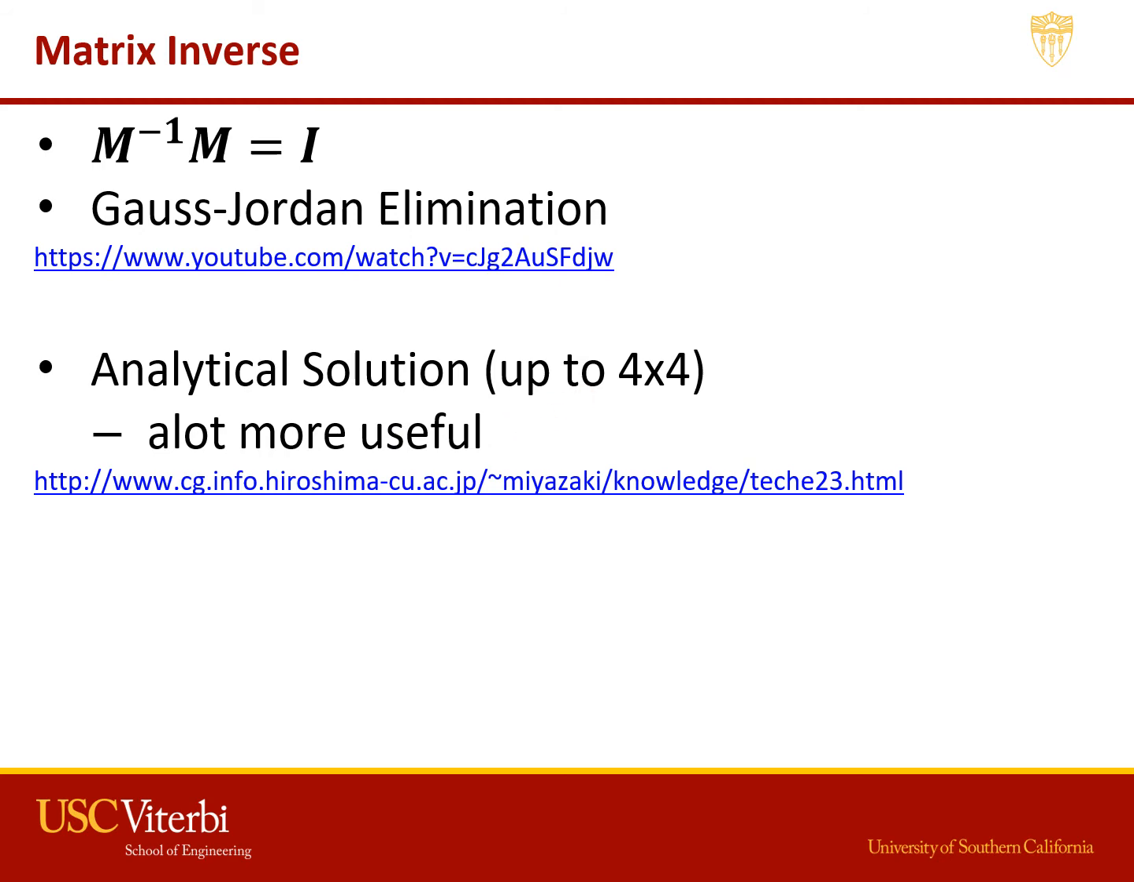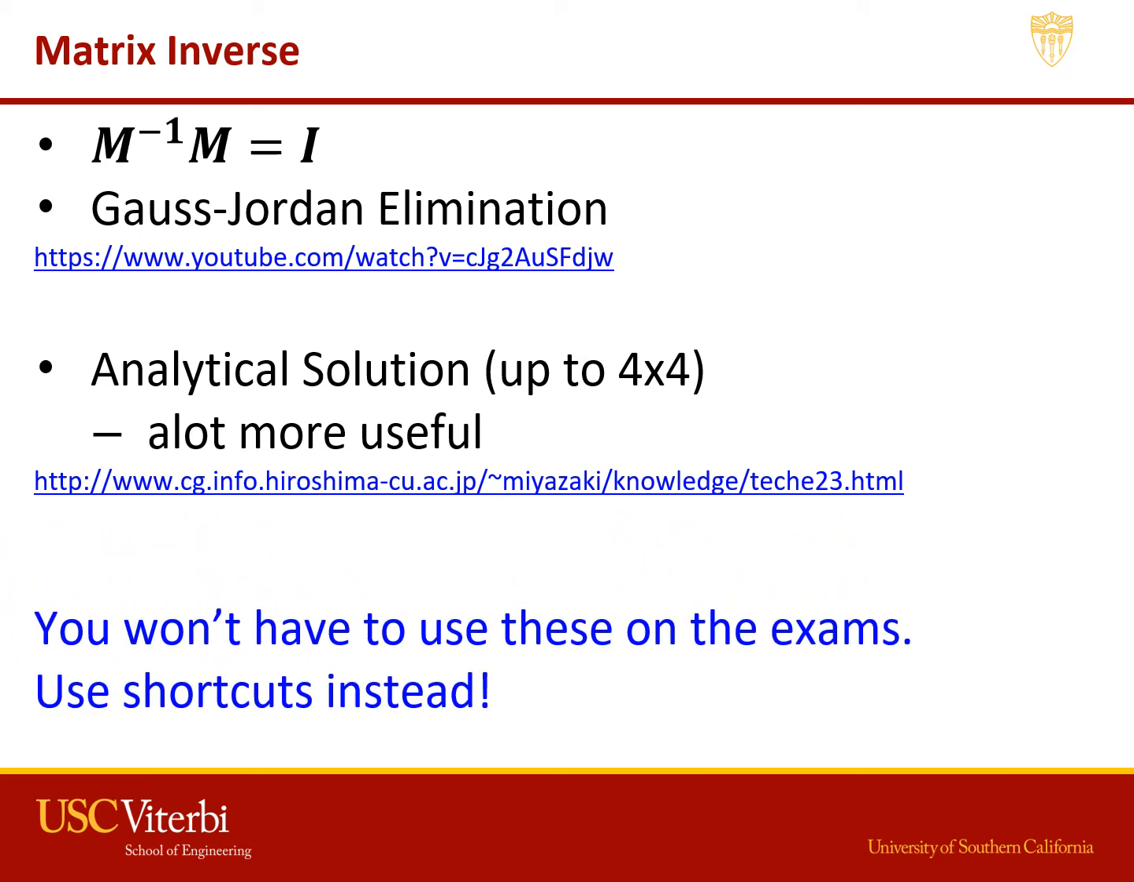But again, I'm not going to make you do this on an exam. If you want to use Gauss-Jordan elimination on the exams, it'll work as long as you don't mess it up. But instead, I will ask you to do inverses using shortcuts. Now, what do I mean by shortcuts?